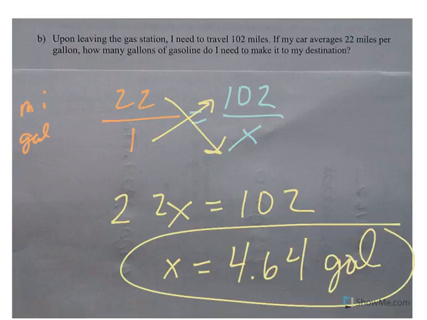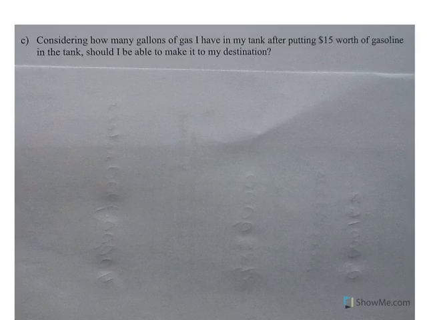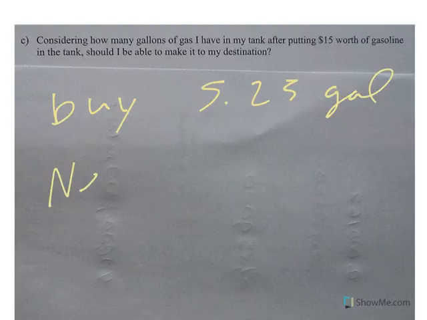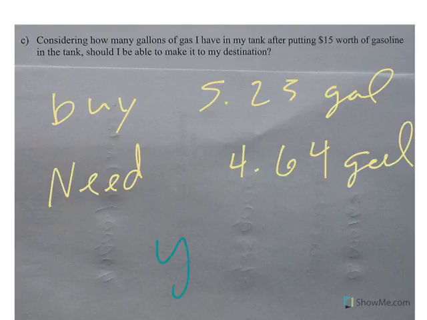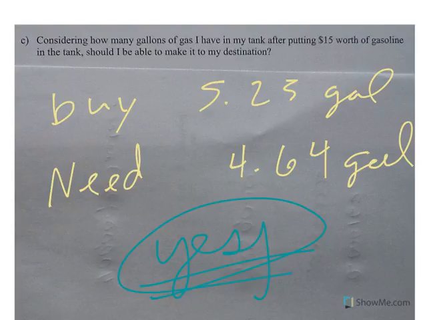Based off of this, as long as I continue to average 22 miles per gallon, we should be good. Okay, so considering I can buy from part A 5.23 gallons, I need 4.64 gallons. Am I good? Yep. I'm good. I can get there because I purchased a little over 5. I need less than 5. I will actually have a little bit of gas, hopefully to get to another gas station. And that, my friends, is playing with proportions.